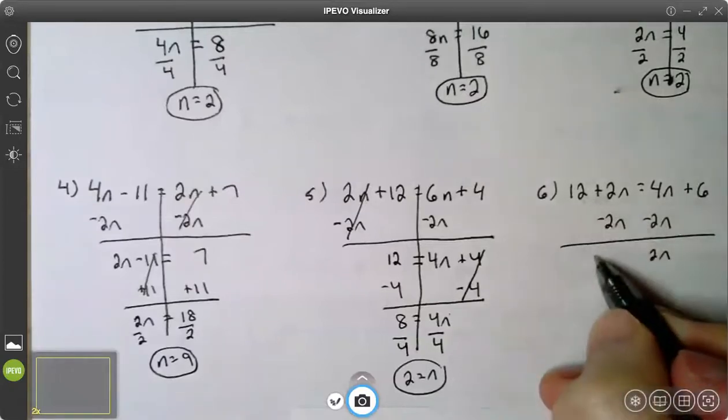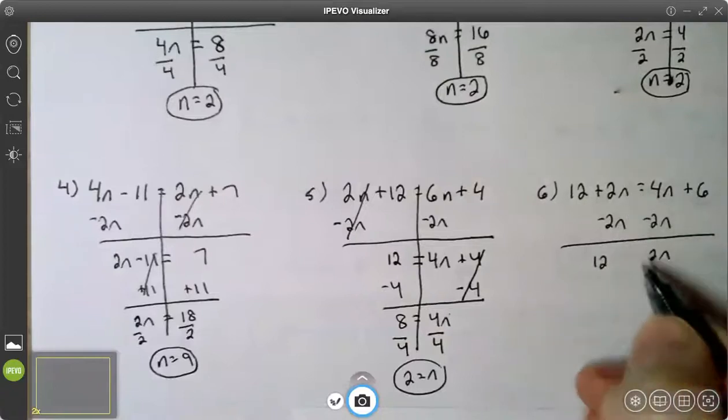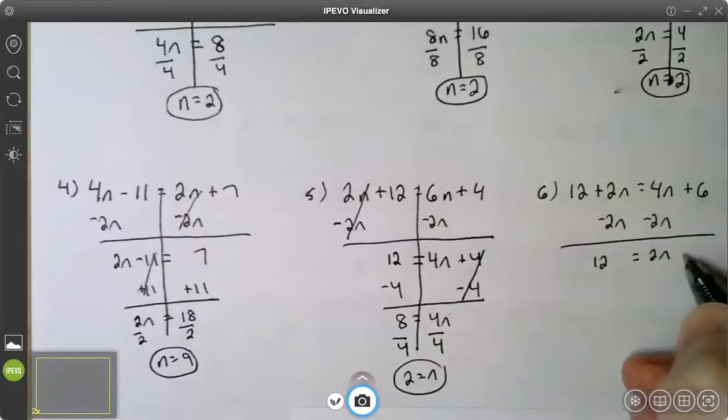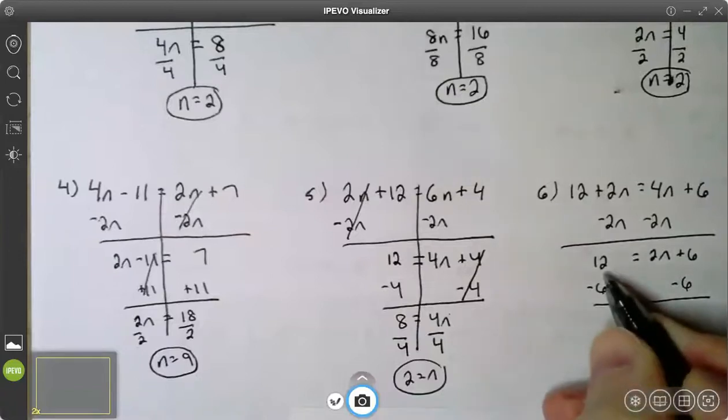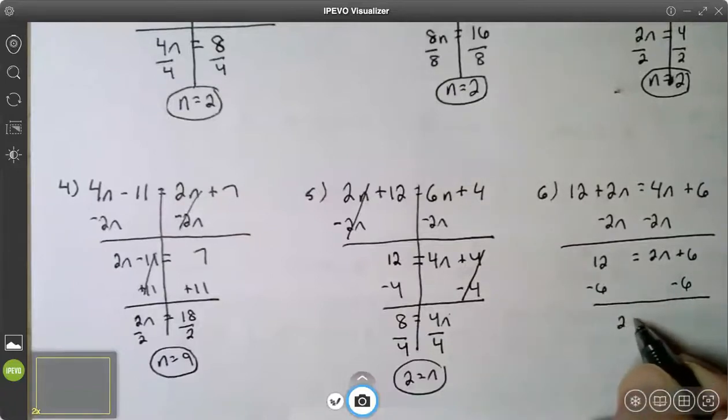So my 12 comes down. 2n minus 2n is nothing. My equal sign comes down. And my plus 6 comes down. To get rid of plus 6, I minus 6 to both sides of the equal sign. 12 minus 6 is 2. Bring down the equal sign. Bring down my 2n. 6 minus 6 is 0.